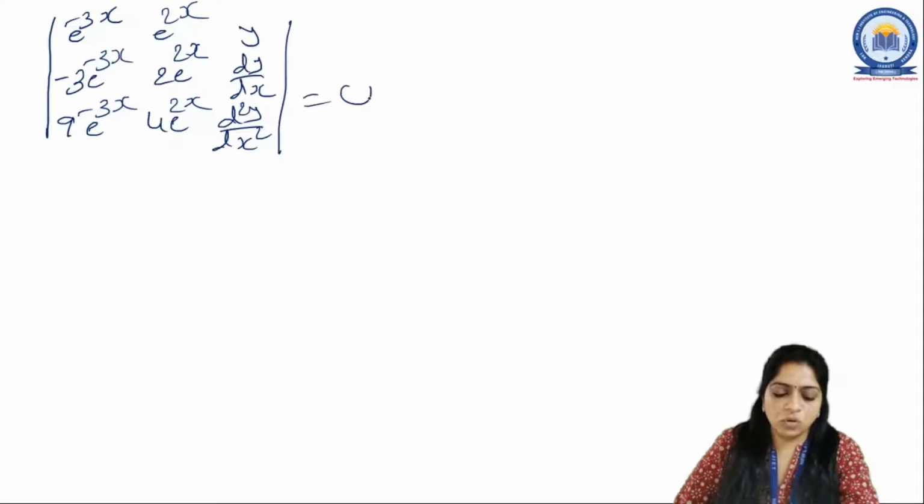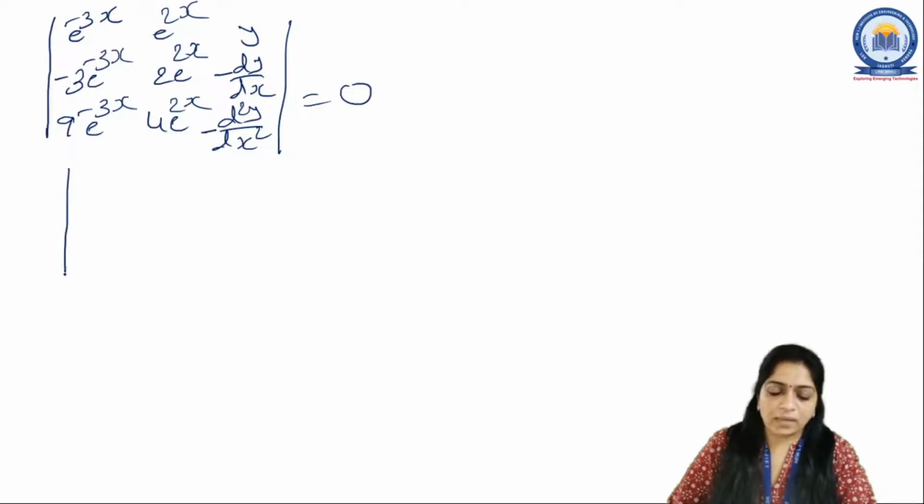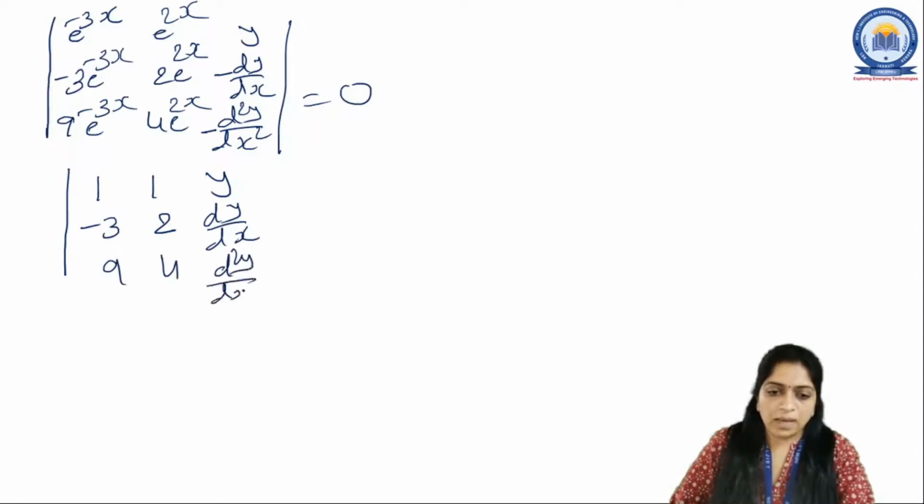So this is equal to 0. You can easily solve this determinant if you take e raised to minus 3x and e raised to 2x common, and if you take minus 1 also common, after simplification your final determinant is: 1, 1, y; minus 3, 2, dy by dx; and 9, 4, d square y by dx square, equal to 0.